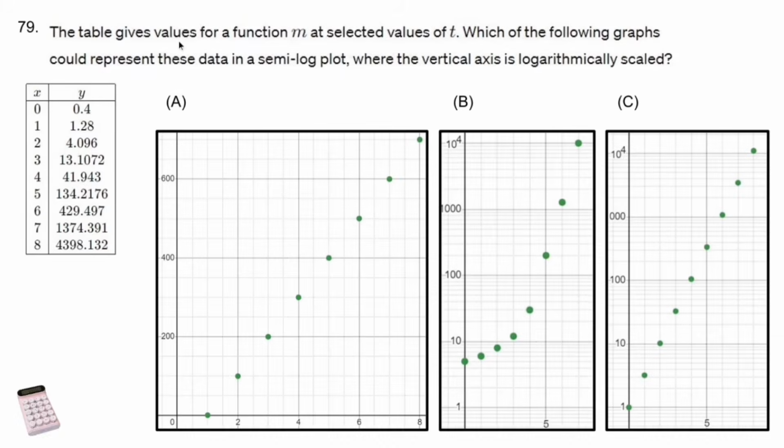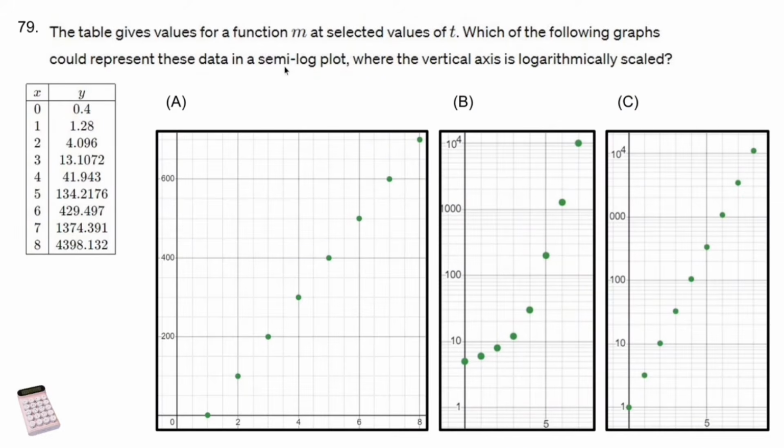The table gives values for a function m at selected values of t. Which of the following graphs could represent these data in a semi-log plot where the vertical axis is logarithmically scaled? All right, so I don't need a calculator here because I'm just given 3 graphs. Now, I had to make this problem with just an A, B, and a C because it's very hard to create semi-log plots and fit them all in one slide, so I didn't do it that way.